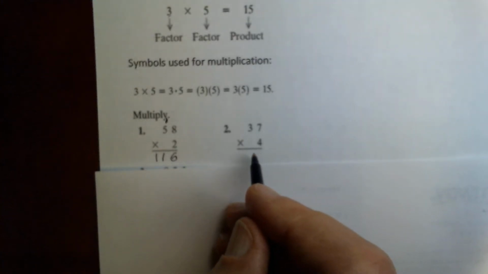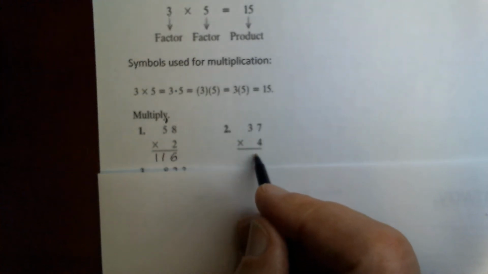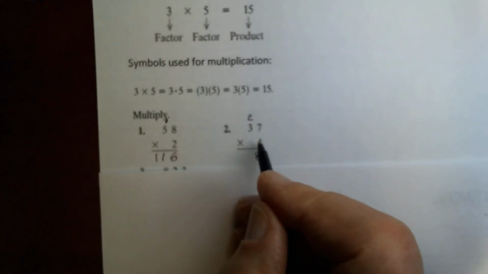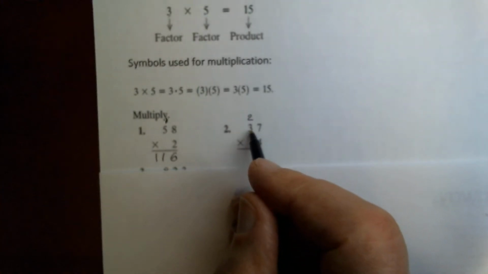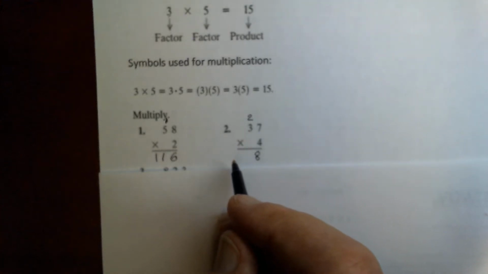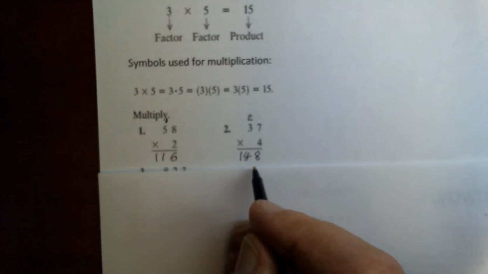Similarly, example number 2, we multiply the ones. 7 times 4 is 28. Then we have a 2 here for the tens. And 3 times 4 tens is 12 tens, plus 2 is 14 tens. So 14 tens, or 148 as a result, as a product.